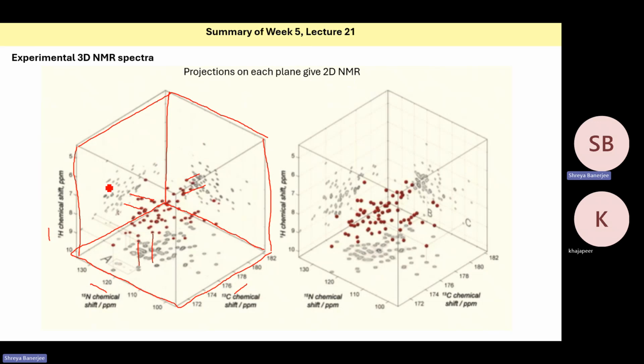And then similarly from the plane, suppose I have a dot on the plane and I'm projecting it on the axis, then you will get this projection that I've shown. This will give you the 15N chemical shift, and this will give you the 13C chemical shift. So from the projection, if you further project onto an individual axis, you will get the chemical shift in that particular axis. And this is basically how 3D NMR spectra works.